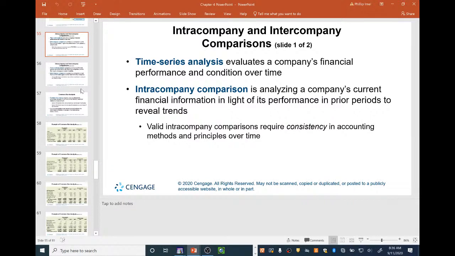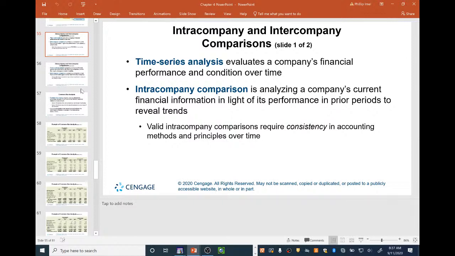Intracompany and intercompany comparisons. Time series analysis evaluates a company's financial performance and condition over time. Okay, so that's pretty self-explanatory. Intracompany comparison is analyzing a company's current financial information in light of its performance in prior periods to reveal trends. Valid intercompany comparisons require consistency in accounting methods and principles over time.